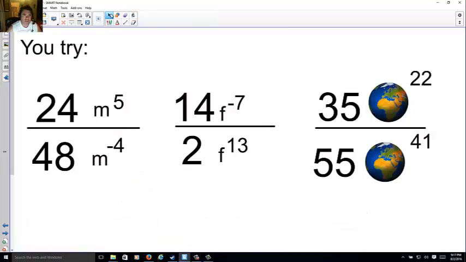So you try these here. All right, let's see how you did. 24 and 48 can be divided by 24.